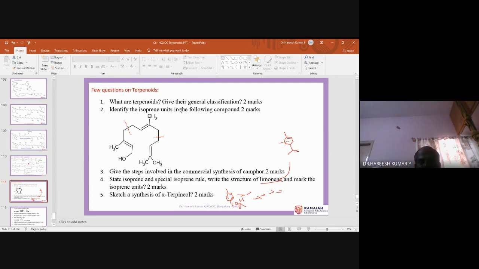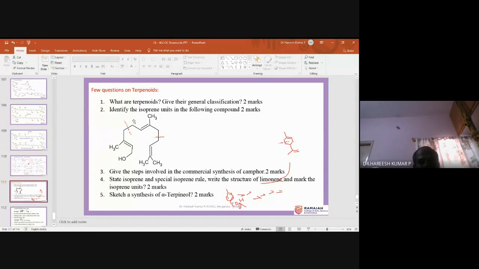And if you want to explain about the general classification, you can mention that these are classified into monoterpenoids. Monoterpenoids means C10 carbon containing ones. Sesquiterpenoids means C15 carbon containing ones. Diterpenoids means 20 carbon containing ones. Triterpenoids means 30 carbon containing ones. 40 carbon containing ones are tetraterpenoids, and the remaining ones are polyterpenoids. So that's what you can explain for this question.